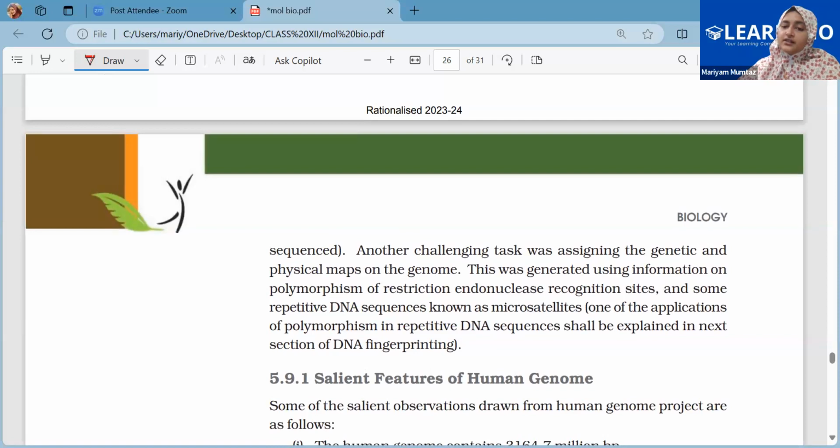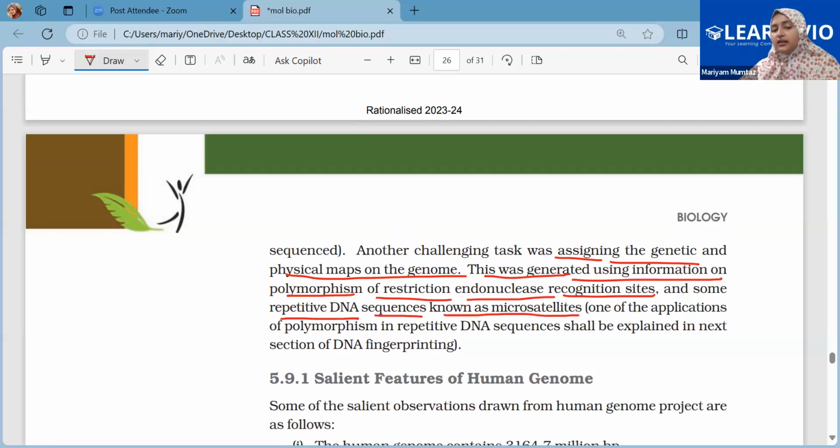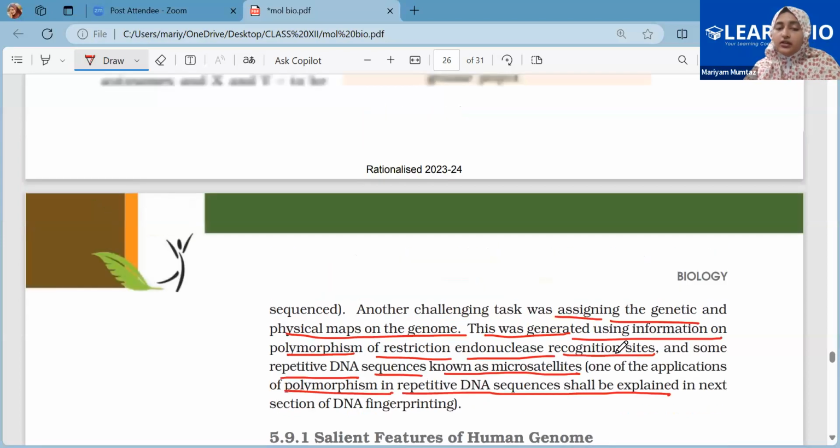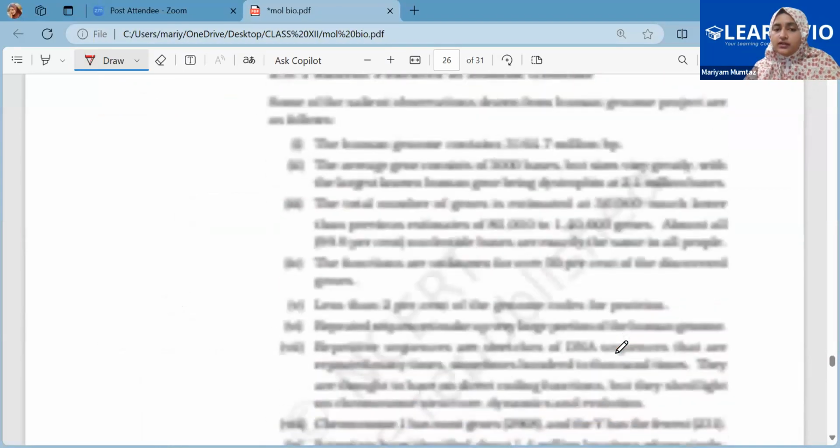Another challenging task was assigning the genetic and physical maps on the genome. This was generated using information on polymorphism of restriction endonuclease recognition sites, and some repetitive DNA sequences that are known as microsatellites. One of the applications of polymorphism in repetitive DNA sequence shall be explained in the next section, that is DNA fingerprinting. So this was all about the methodology of the Human Genome Project.